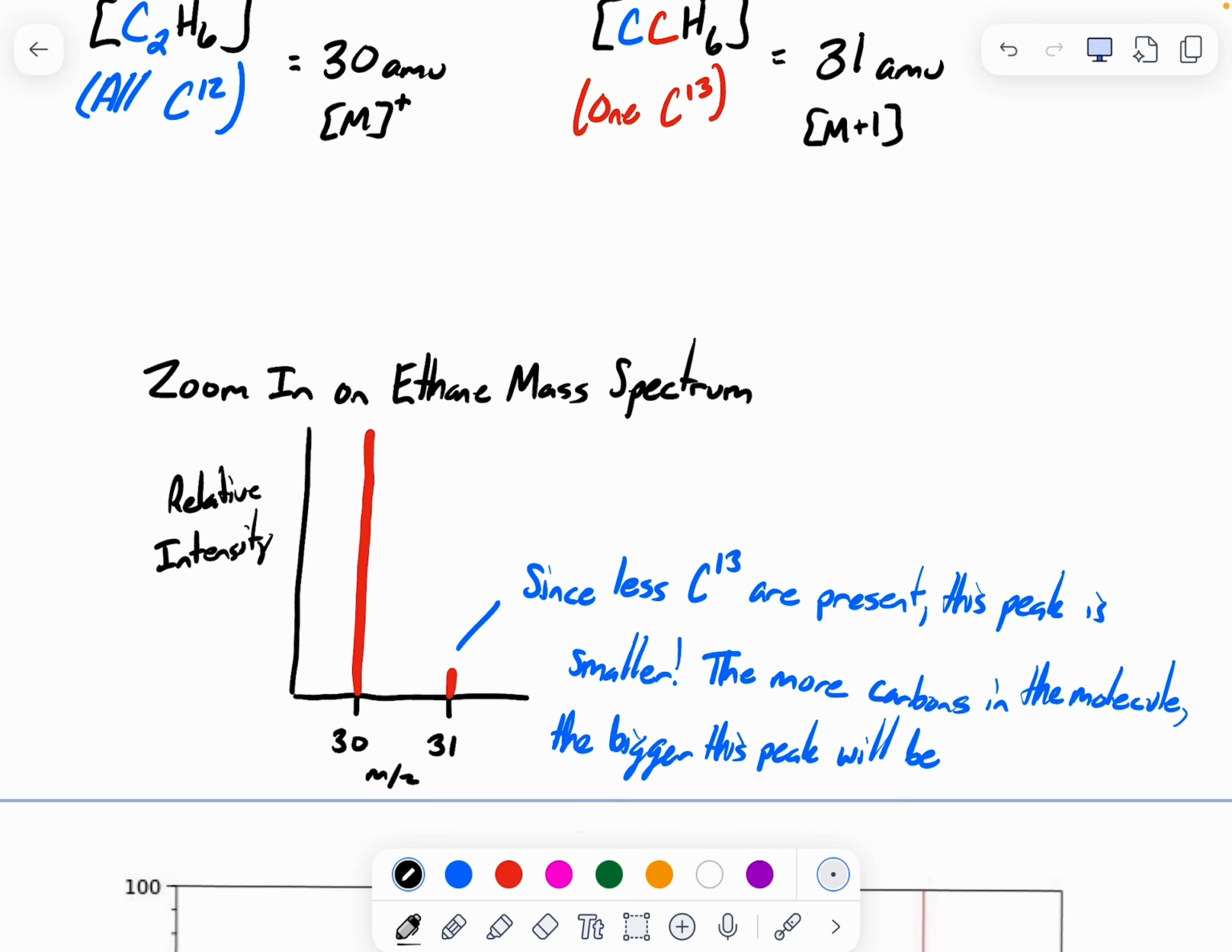But since there's so much less carbon-13 present, that peak is very small. It is also a probabilistic thing, so the more carbons you have in a structure, the bigger this peak will be because you're raising the probability that one of those hits is carbon-13. Okay? But keep in mind that this will always be the case where your molecular ion peak will be bigger than your M+1 peak. All right? So M+ will always be taller than your M+1. Is everyone comfortable with that? At least a little bit.